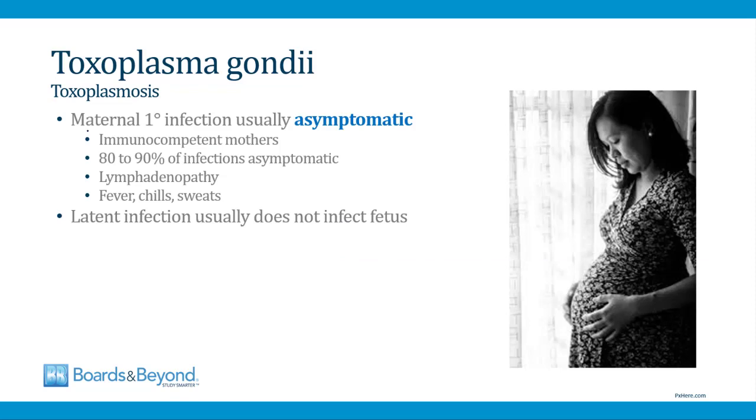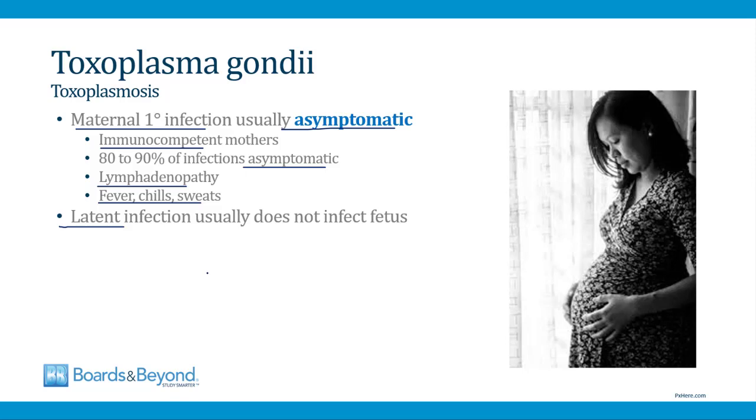When a mother is exposed to toxoplasma in pregnancy and develops a primary infection, usually she will be asymptomatic. In immunocompetent mothers, 80 to 90% of infections are asymptomatic. When symptoms do occur, they're usually nonspecific symptoms, things like lymphadenopathy or fevers, chills, and sweats. Now, after primary exposure, a latent form of toxoplasma infection can occur, and the protozoa can lie dormant in the body for years and years.